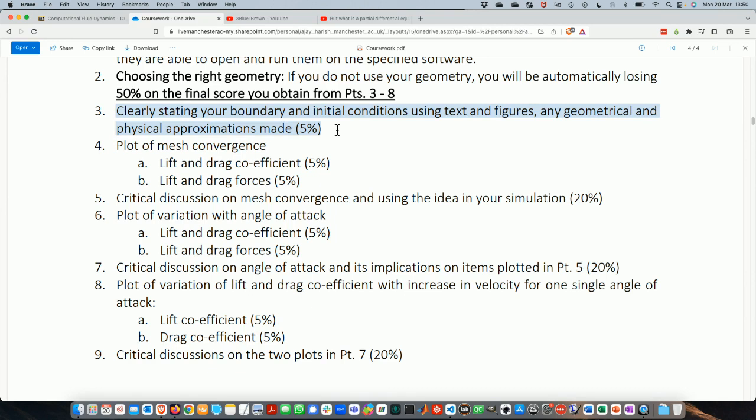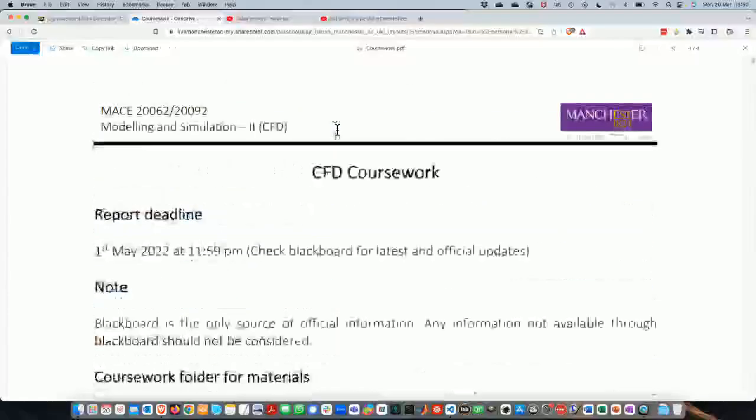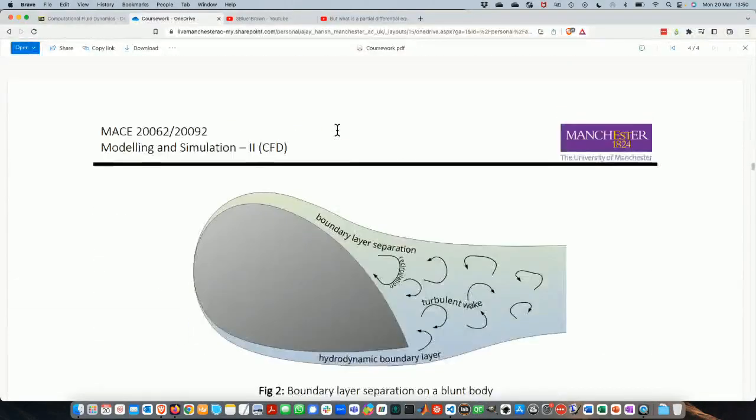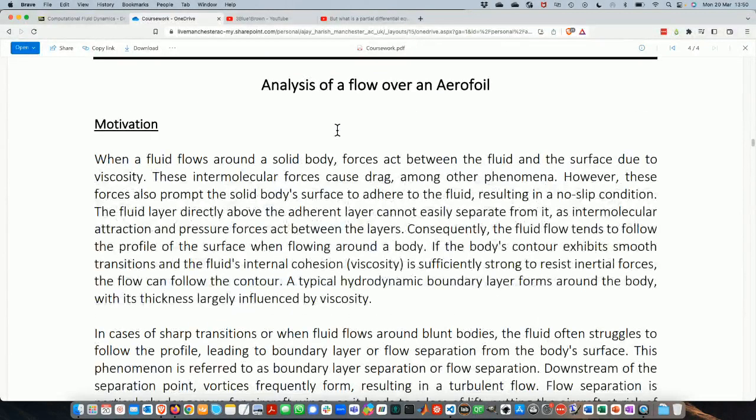Right? So the other motivation discussion that I've added here, about 8 pages of it, is kind of to give you a bit of understanding of the physics. I don't expect you to become an expert in turbulence in, let's say, 2 days.